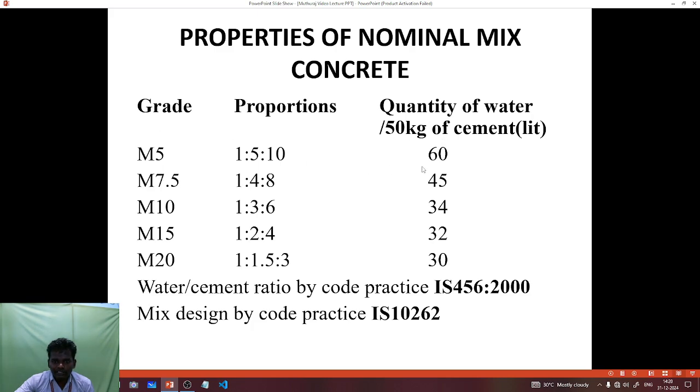the quantity of water required for M5 concrete is 60, and M7.5 is 45 liters. For M10 it's 34 liters, for M15 it's 32 liters, and for M20 it's 30 liters. Water cement ratio is by the code of practice IS 456:2000, and for mix design we have to refer to IS 10262.